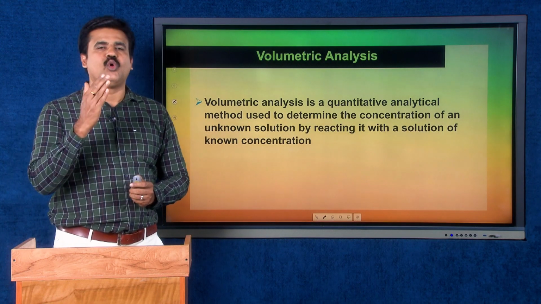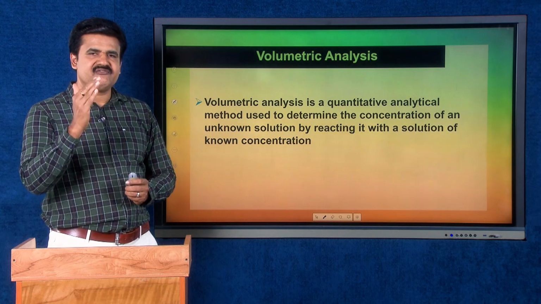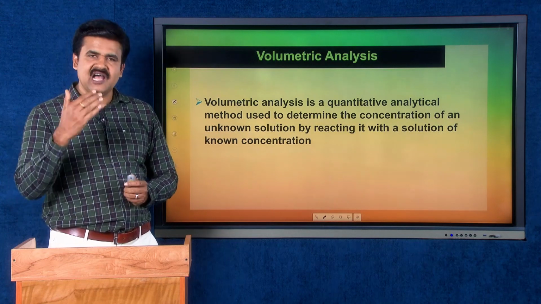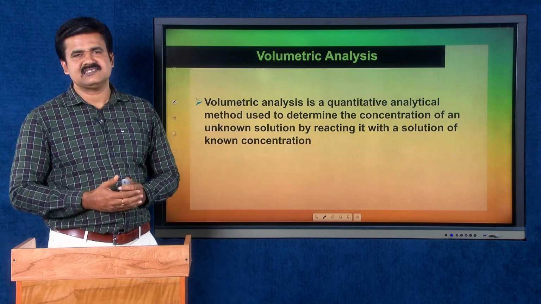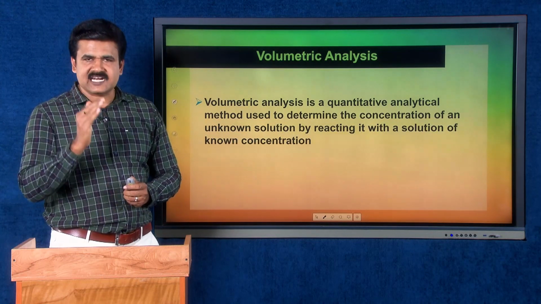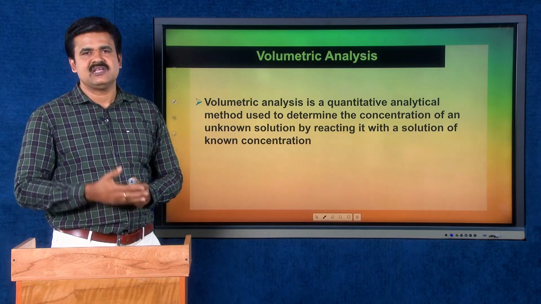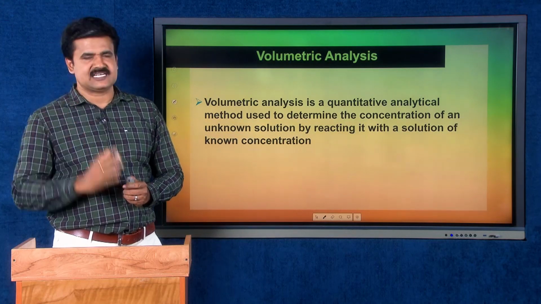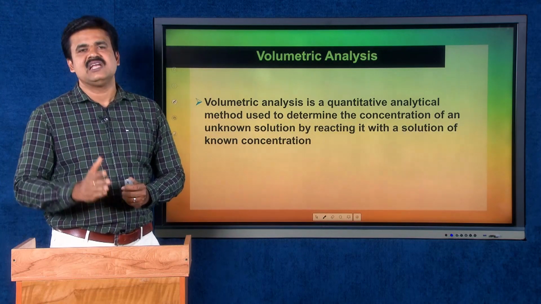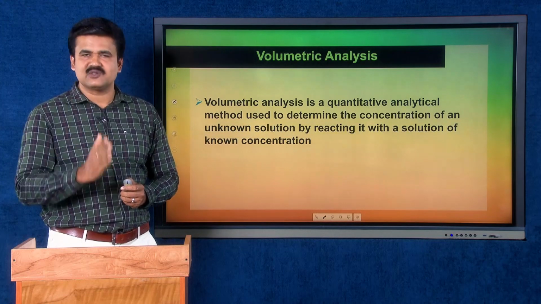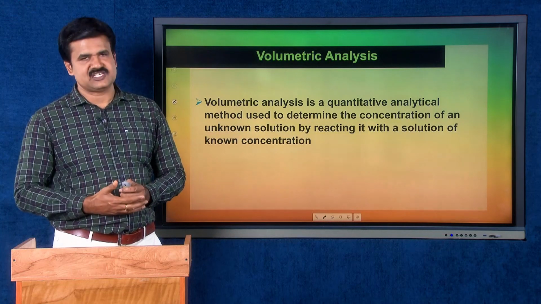So, in volumetric analysis, there are two kinds of solutions. One solution with known concentration and other solution with unknown concentration. We are determining the concentration of an unknown solution with the help of another solution with exactly known concentration. So, volumetric analysis involves measurement of volume also. Here we are finding out the concentration of an unknown substance with the aid of the knowledge of the concentration of another substance.